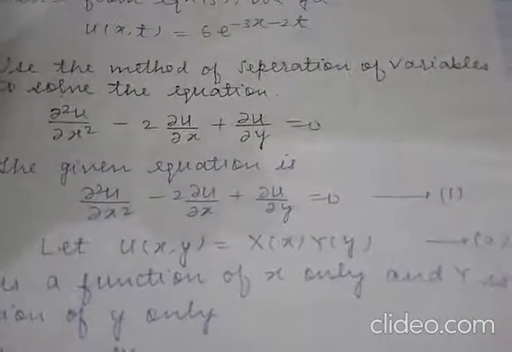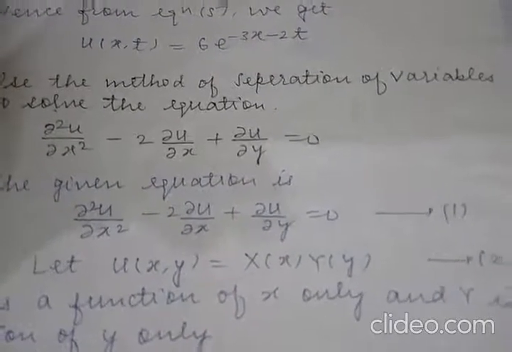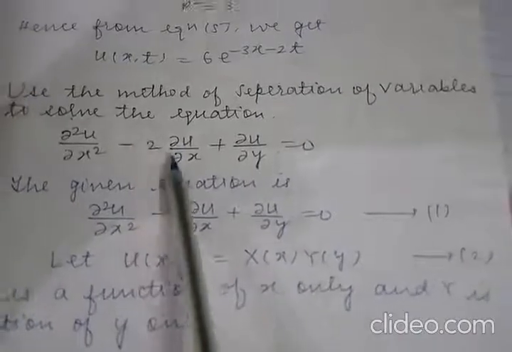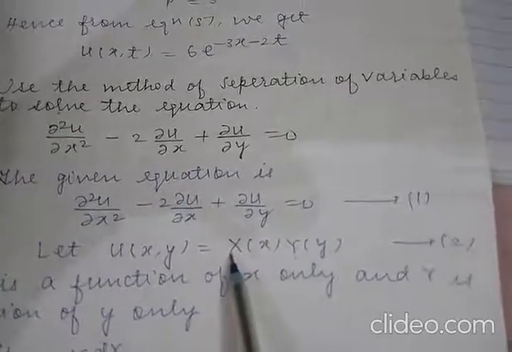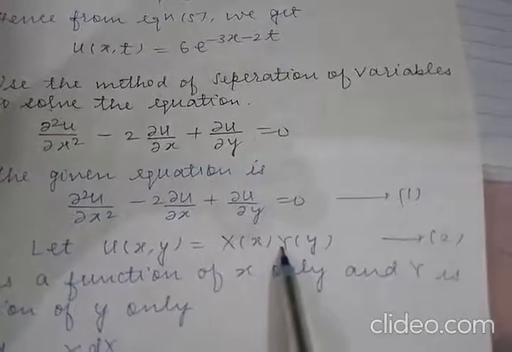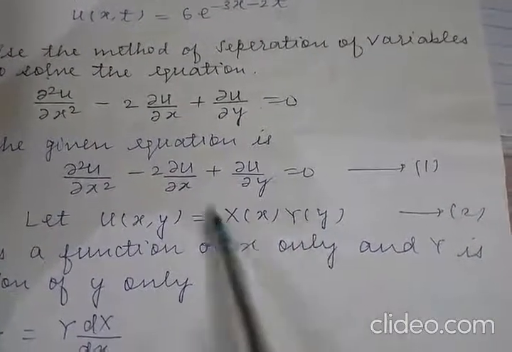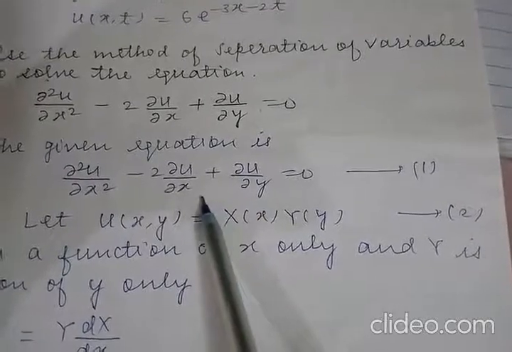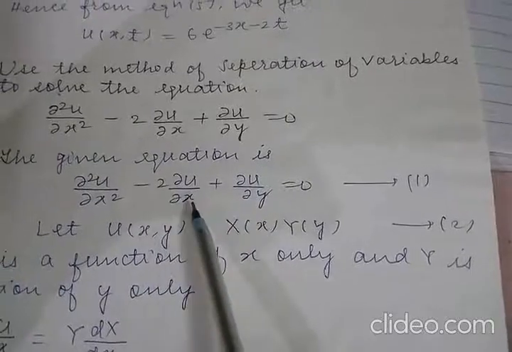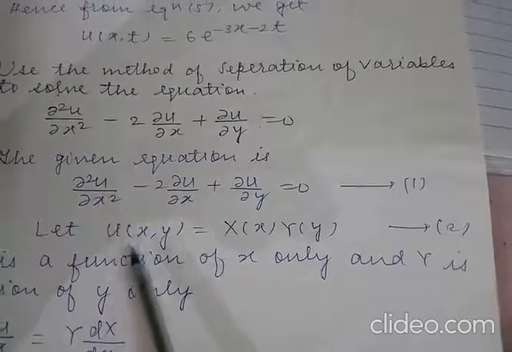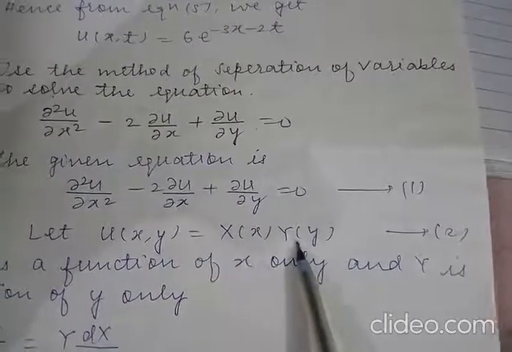But in this equation we can see that u is the function of x and y. So we will simplify this equation by taking u is the function of X into Y, where capital X is the function of x and capital Y is the function of y. In the previous example, the function u was the function of x and t, but in this question, since u is the function of x and y, we have selected u as the combination of X and Y.